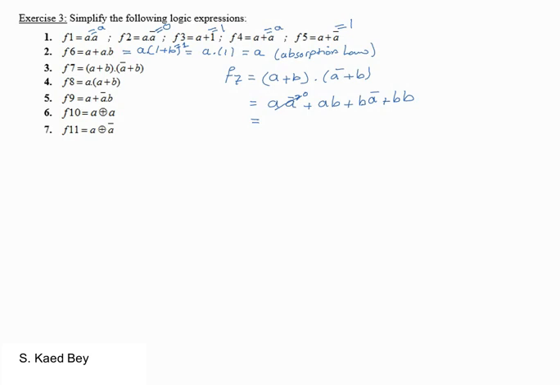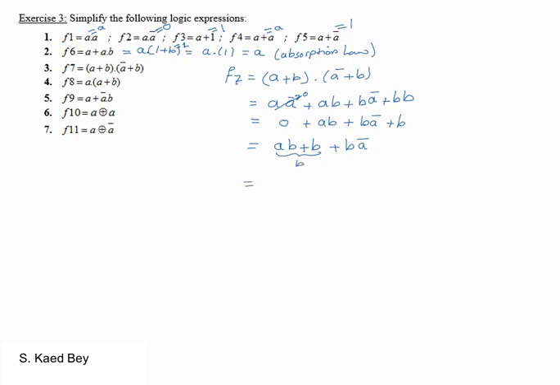So we end up with 0 plus AB can stay, BA bar can stay, plus B ANDed with B. B ANDed with B is simply B. If we rearrange this, we end up with AB plus B plus BA bar. From the absorption law, this one is actually B.